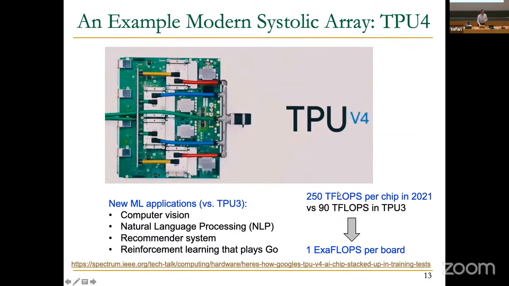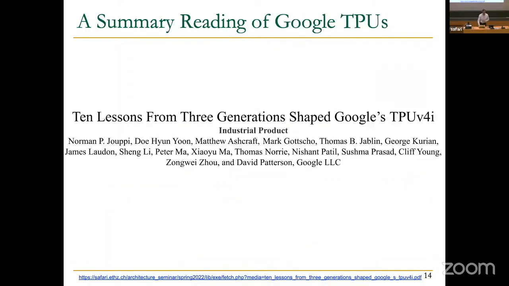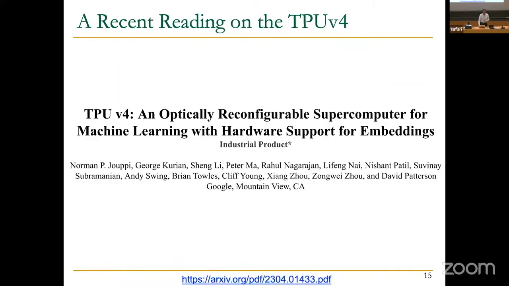You can see that the total teraflops per chip has increased by almost 3 times, as you can see over here. So they've been improving this over time. And you can read more papers about it. So they've been quite public about it. Even though they don't disclose exact details, they talk about some of the things that they've done.